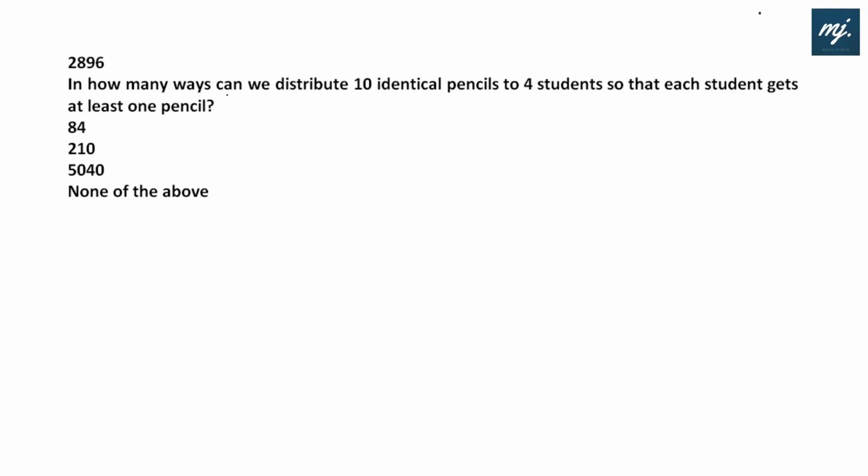In how many ways can we distribute 10 identical pencils to 4 students so that each student gets at least one pencil? Suppose we have n identical objects which need to be grouped in R different groups. Here it is 4 students, it can be 4 groups, 4 boxes, but they should be different. As the 4 students are all different, that's why the word different is not given.